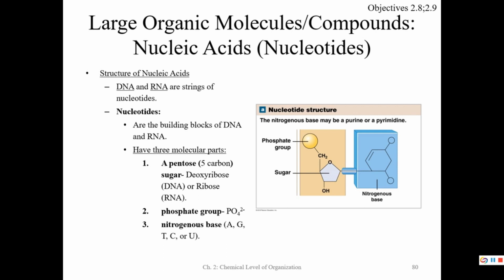The nitrogenous bases can be G, T, C, A, or U. Okay. Now I always just say GTCA. I know it here says AGTCU. I say GTCA or U. It doesn't really matter that I'm reading it in order. GTCA is just an easy way for me to remember it.